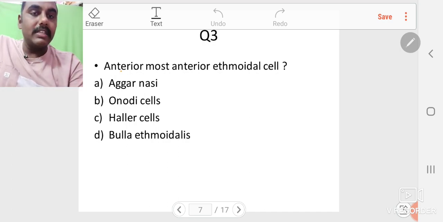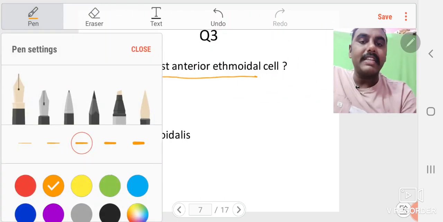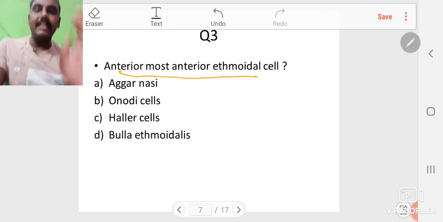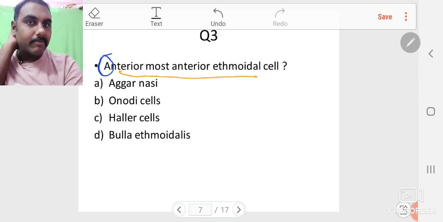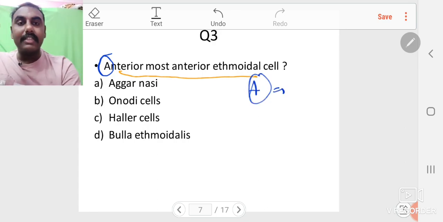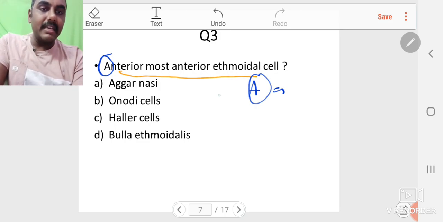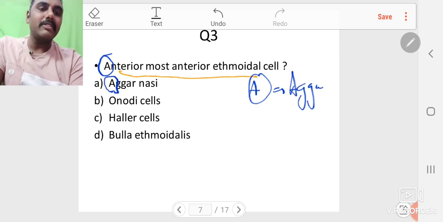The most anterior ethmoidal cell. Which is the most anterior ethmoidal cell? I hope around 90 out of 100 you would have got it right. Just have A for A in mind if you get confused in the exam. A is what option A here? And again A is agger nasi cell. A is the first roll number, obviously I am Ajay, so I am with the first roll number.